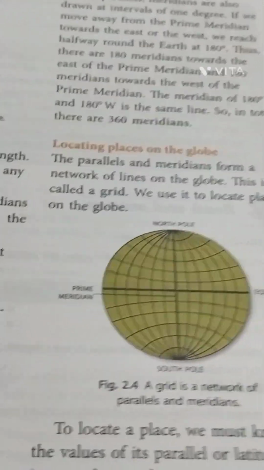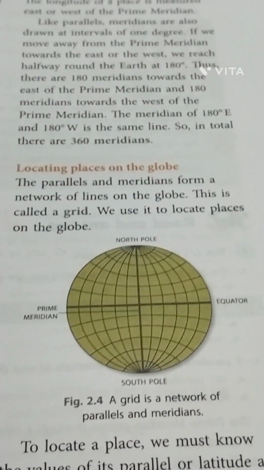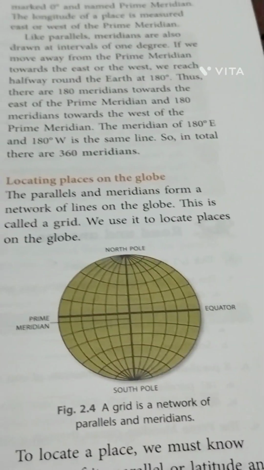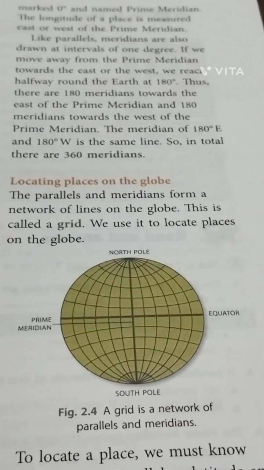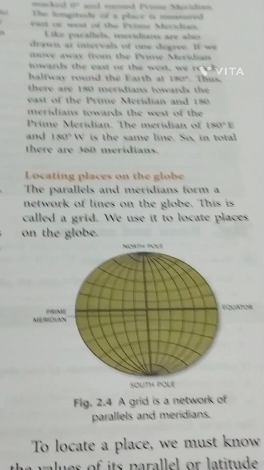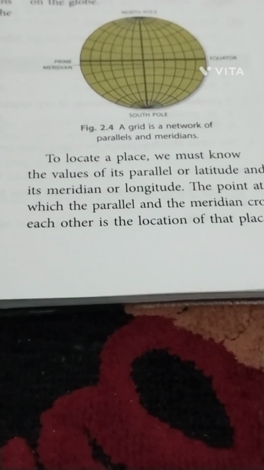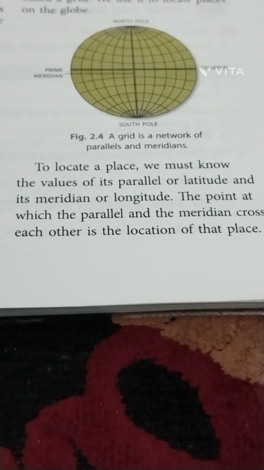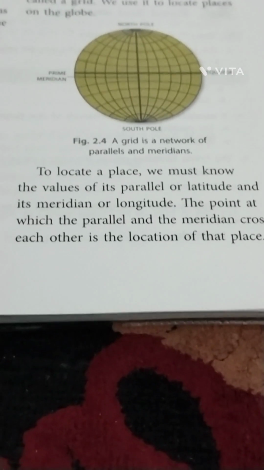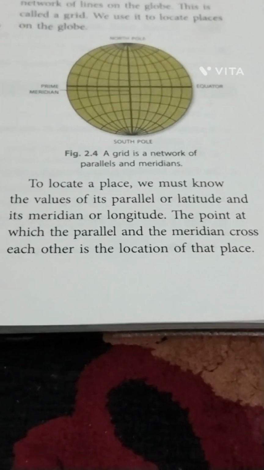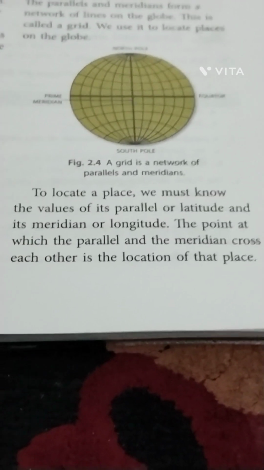Locating places on the earth. The parallels and meridians form a network of lines on a globe. This is called a grid. We use it to locate places on a globe. To locate a place, we must know the values of its parallel or latitude and its meridian or longitude. The point at which the parallel and meridian cross each other is the location of that place.